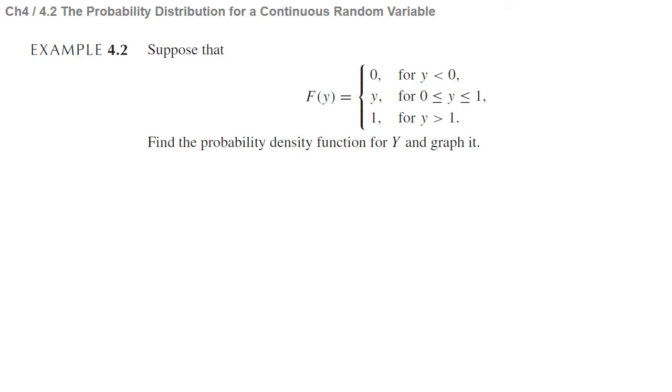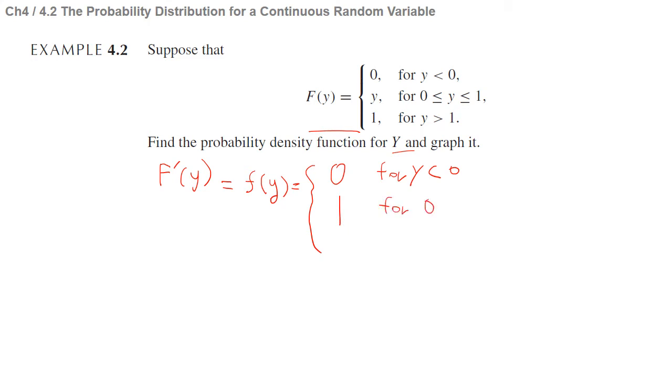Let's solve example 4.2. Suppose that F_Y is defined like this, and find the probability density function for Y and graph it. To calculate the probability density function, we can take the derivative of F_Y. So we want to get the derivative with respect to y, and this is 0 for y less than 0, and the derivative of y is 1 for y greater than or equal to 0 and less than or equal to 1, and the derivative of 1 is also 0 for y greater than 1.